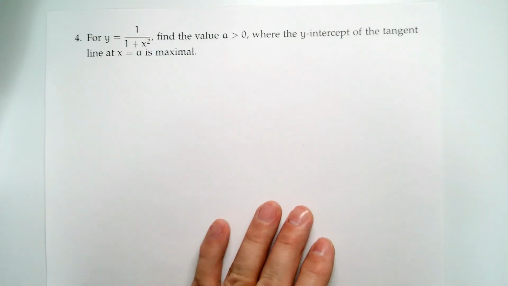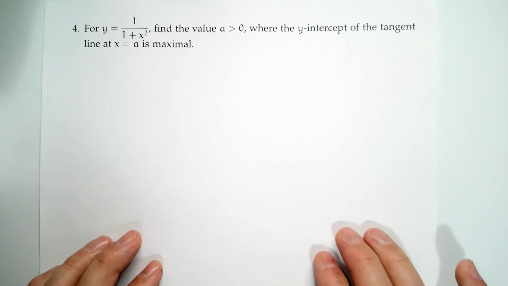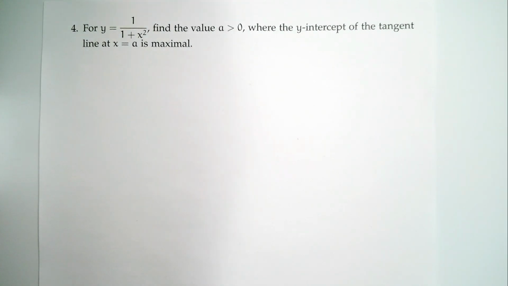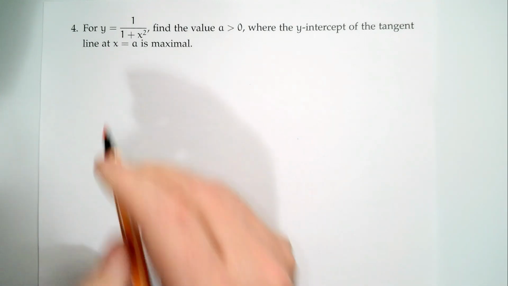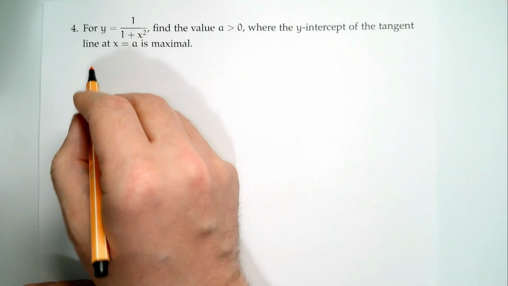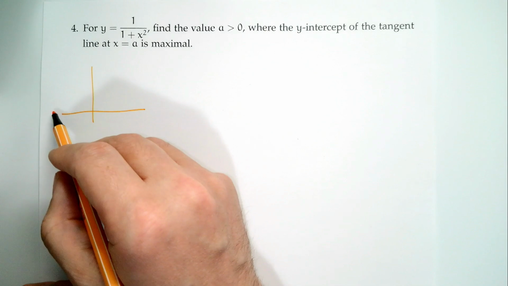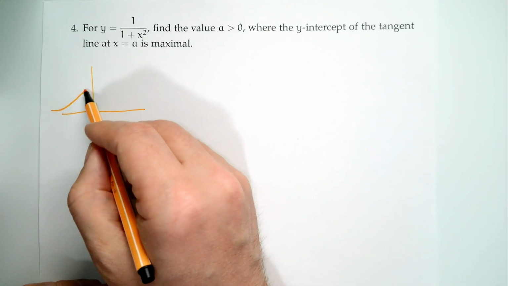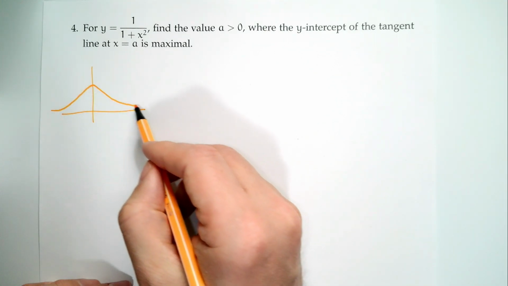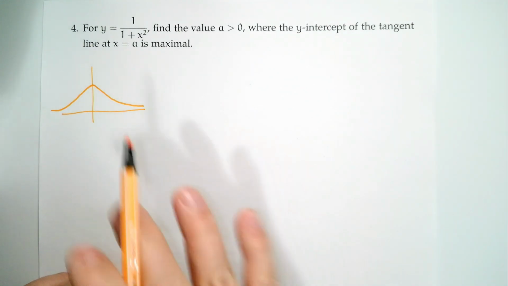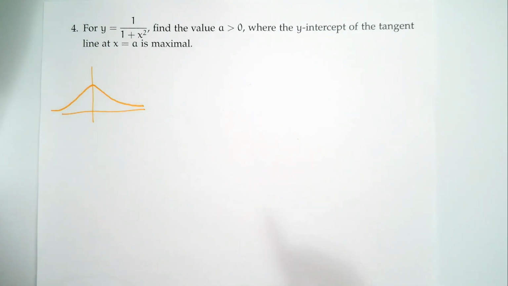Thank you. All right, number 4. For y equals 1 over 1 plus x squared, find the value a, positive, where the y-intercept of the tangent line at x equals a is maximal. So let's get an idea of what's happening here. 1 over 1 plus x squared, if you were to sketch it, looks something like this. Something like that. That's a bit sketchy, but that's okay. It doesn't have to be perfect.